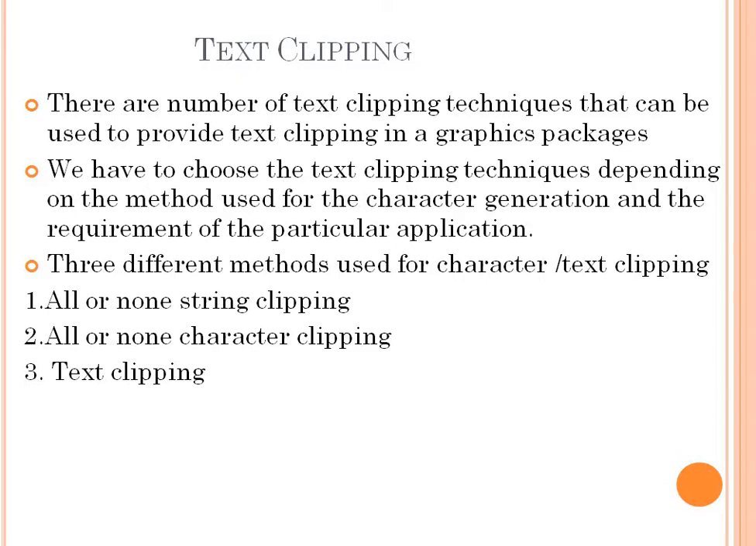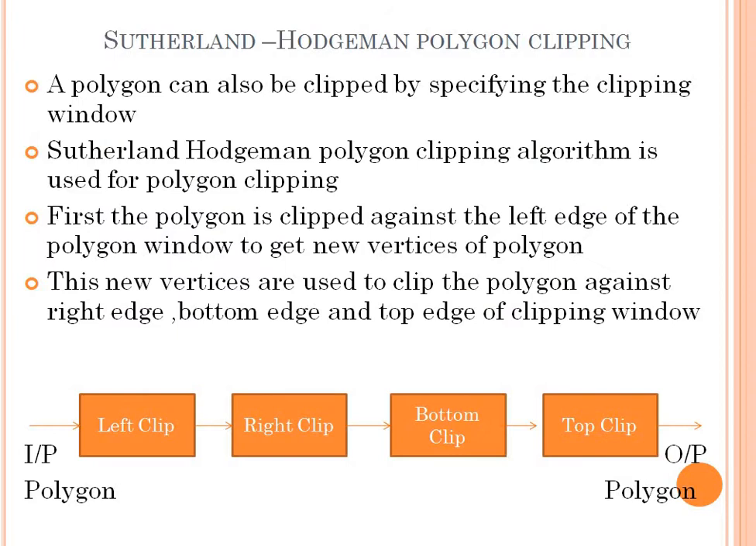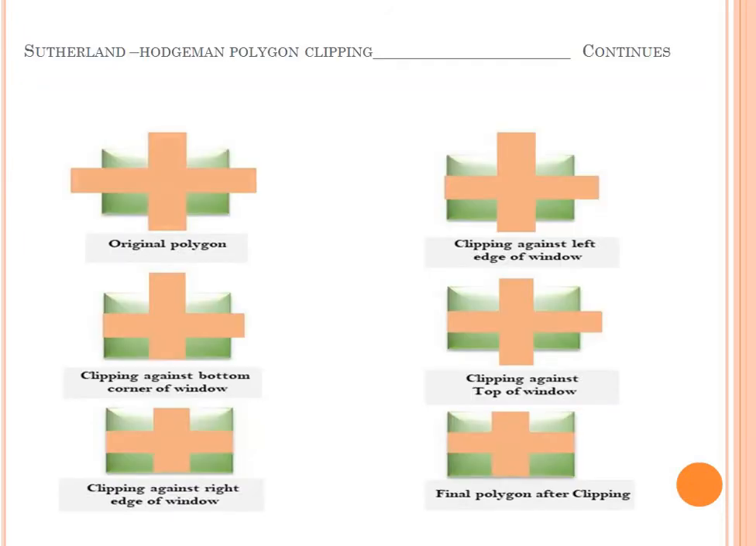Today we discuss the next topic, that is text clipping. In the previous lecture we discussed the Sutherland-Hodgman polygon clipping algorithm. In this, by using four techniques, we clip the left edge of the window, then the result of this left edge clipping is used for the next clipping process.